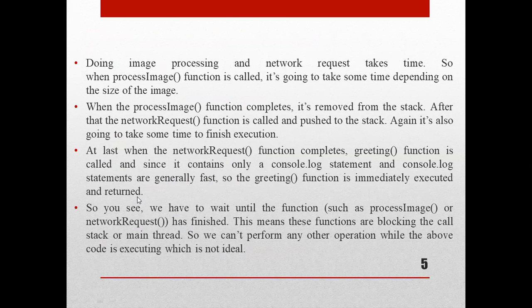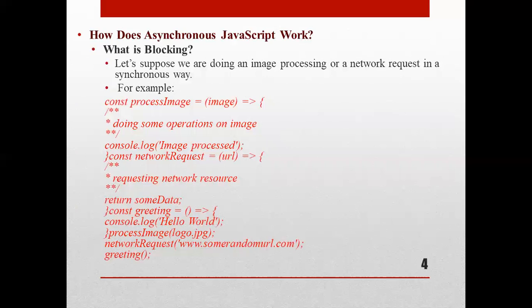So if you see, we have to wait until functions like process image or network request have finished. This means these functions are blocking the call stack or main thread, so we can't perform any other operations while that code is executing, which is not ideal. We have to wait for some time for the process image and network request functions to execute. So this is the synchronous way of executing this code.